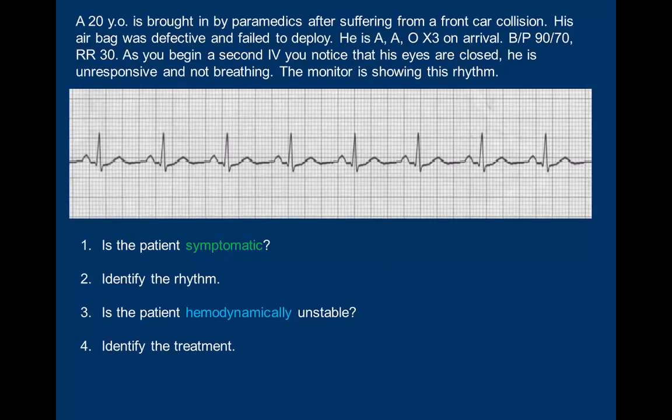Now we're moving on to our next scenario, a 20-year-old who's brought in by paramedics after suffering a front car collision. His airbag was defective. It didn't deploy, which means his chest probably hit the steering wheel. He's awake and alert. His BP is marginal. Respiratory rate is 30. And as you begin a second IV, you notice that his eyes are closed and he's unresponsive and not breathing. And this is what the monitor is showing.